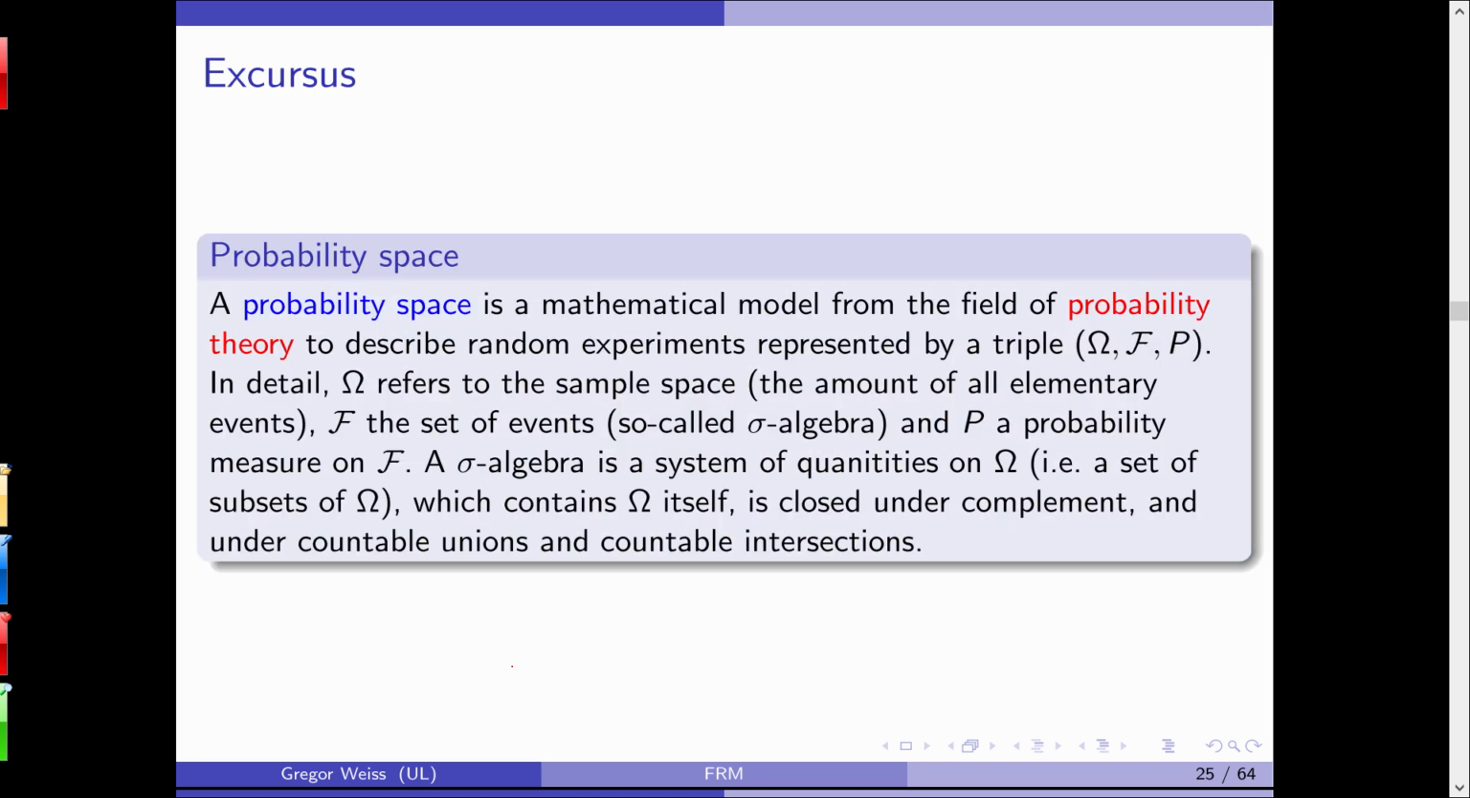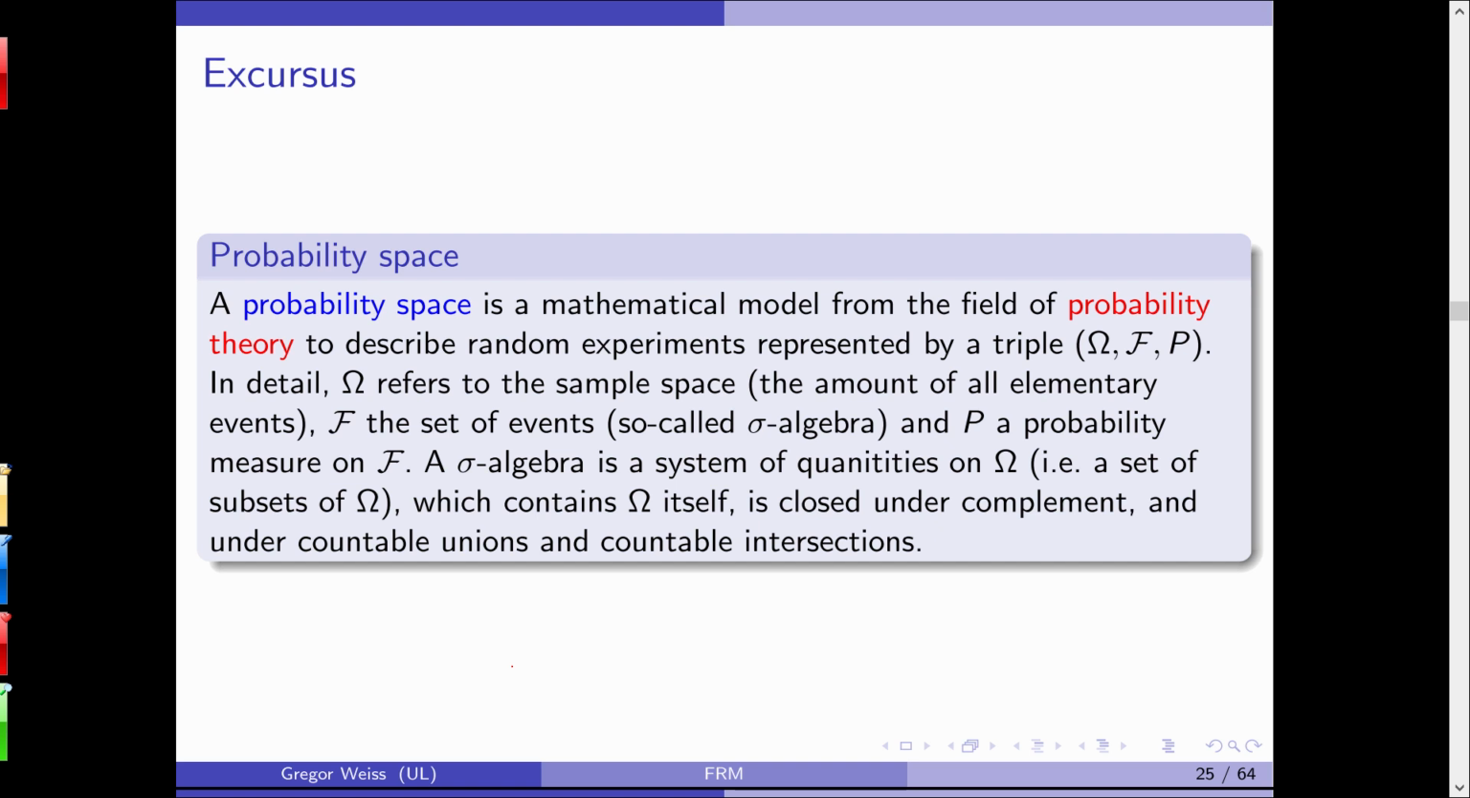Now, what is a probability space? It's simply the mathematical framework for modeling probabilities and stochastic behavior and random experiments. It's a triple: Omega, F, and P. In German, it's actually called Omega F script. You know, this way of writing F, some people call it F script.